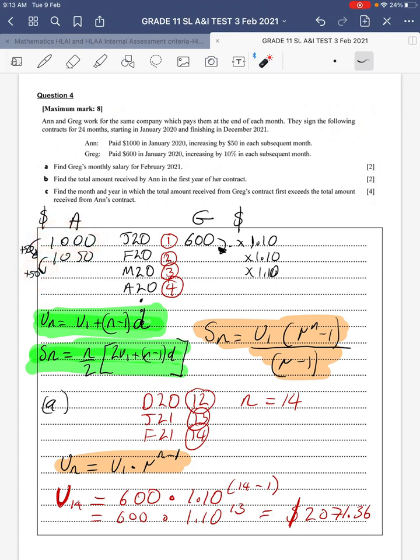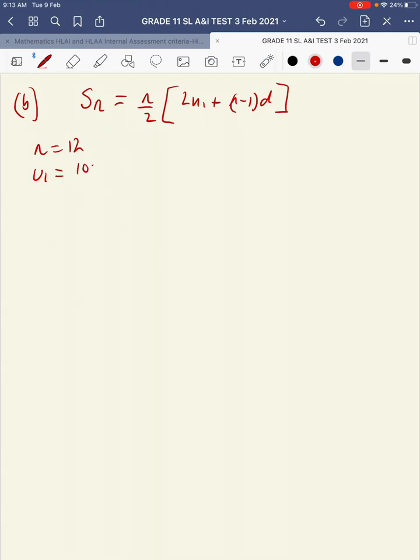Okay, so let's go ahead and just go over the page. And we think we know what we're doing here. B. So we want the total, the sum, and that's going to be n over 2, 2u1 plus n minus 1 times by d. Now we'll list everything out. We've got n is 12 months. We've got u of 1 is the starting salary, 1,000. And we've got d, the common difference, is 50. So let's go ahead and work that out.